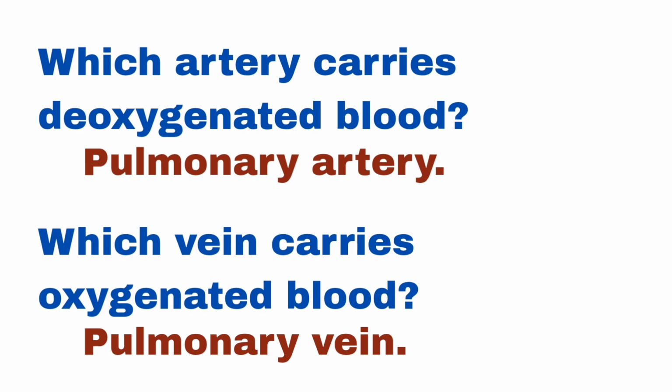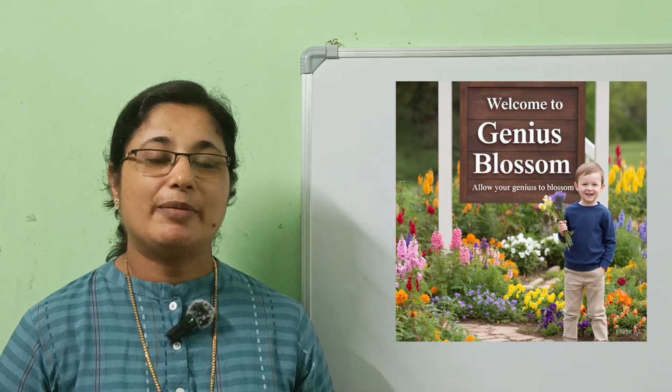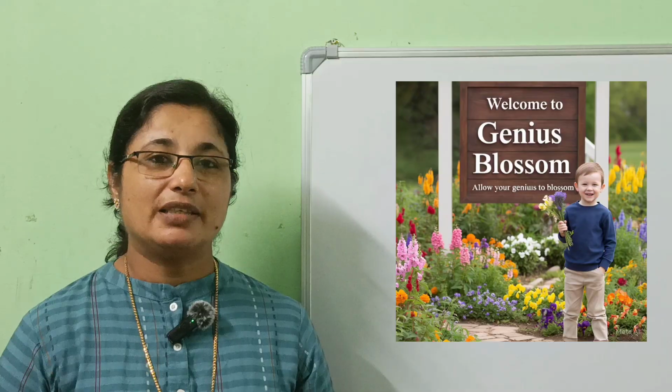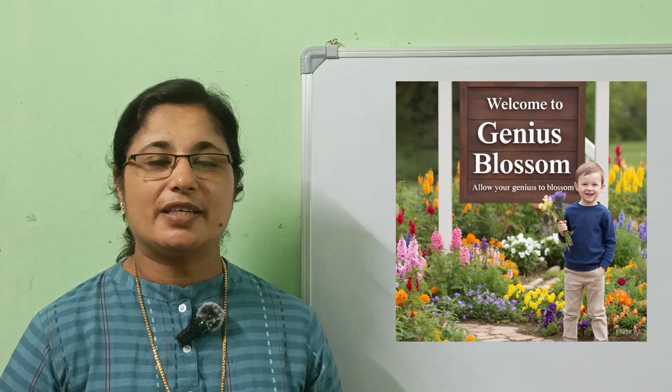So in this class we learned about the blood and its pigment hemoglobin, the pumping action of the heart and the network of blood vessels, the arteries, veins and capillaries, and in the next video we will continue with the blood pressure, platelets, lymph and transport in plants.